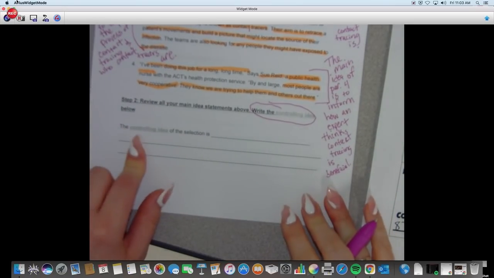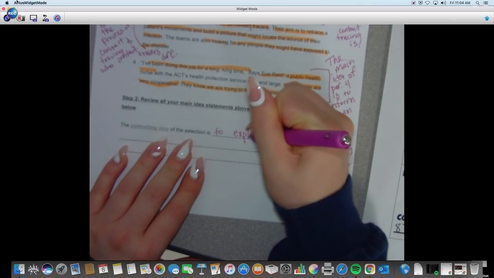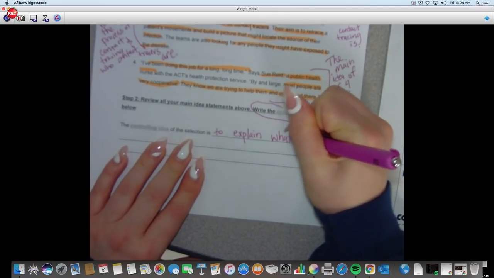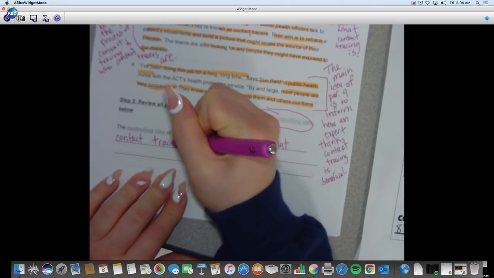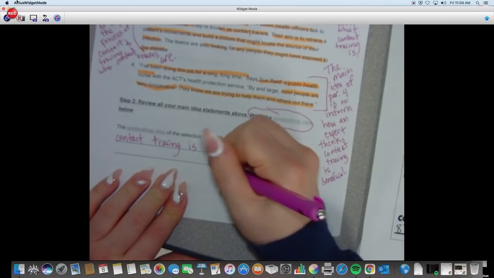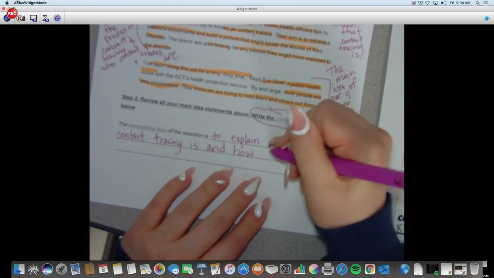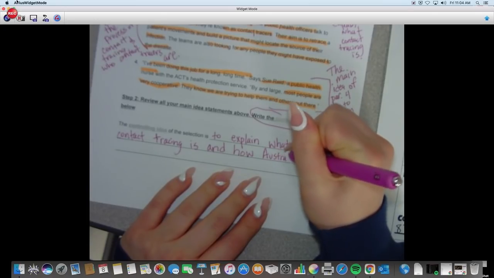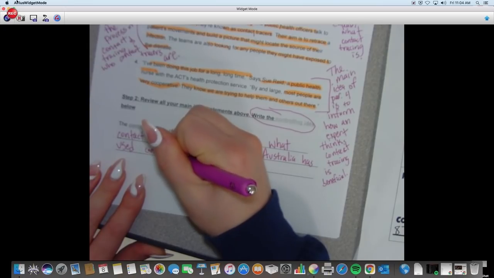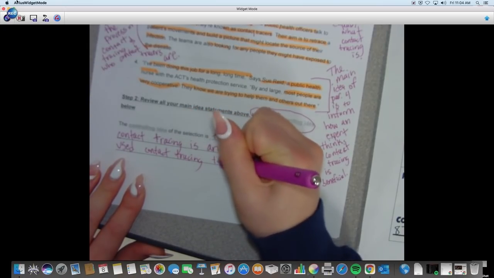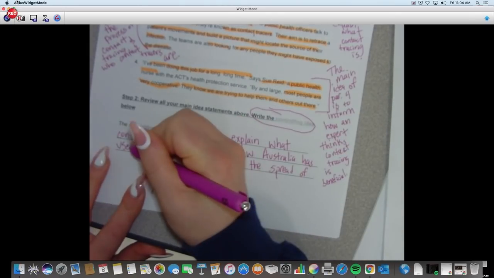So we're going to write right here, the controlling idea of the selection is to explain what contact tracing is and how Australia has used contact tracing to stop the spread of COVID.